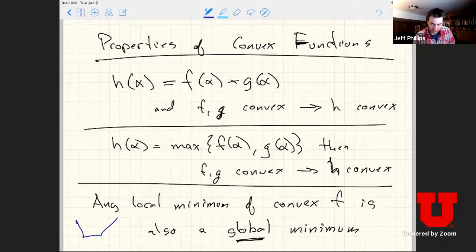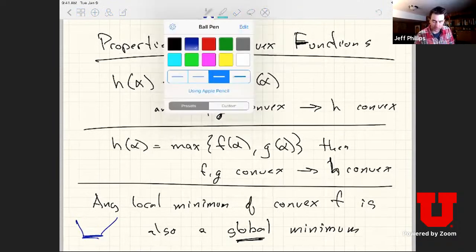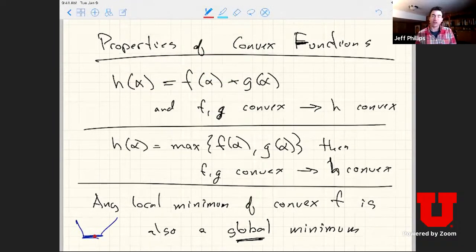So remember this function here where it's flat in the middle. This function is convex, but it has multiple global minima. Any point along there is going to be a local minimum and also a global minimum. It's still a convex function, but if it's what's called strictly convex, which we'll define soonish, then it's going to have a single point which is the global minimum, and it'll have other nice properties.